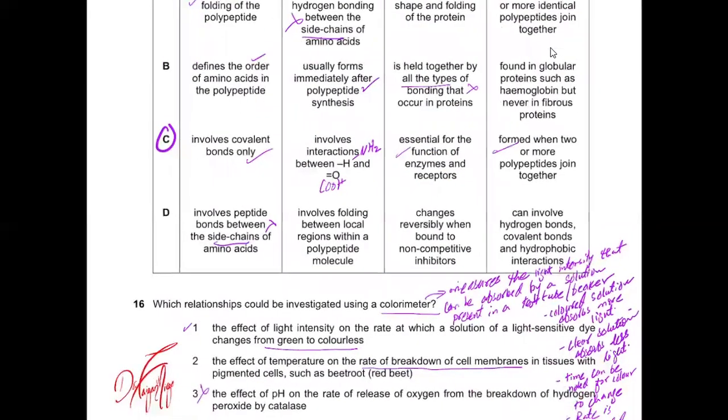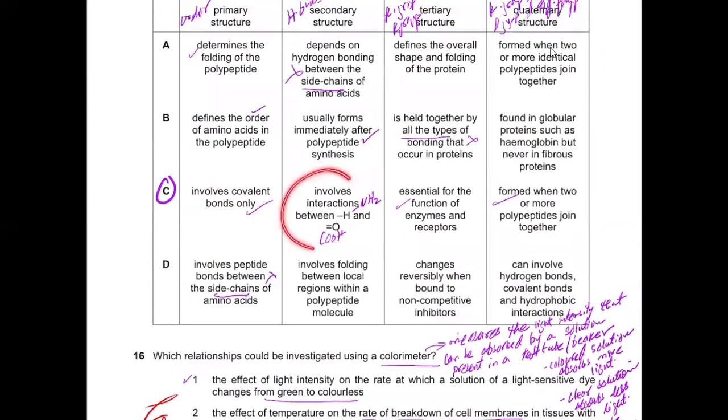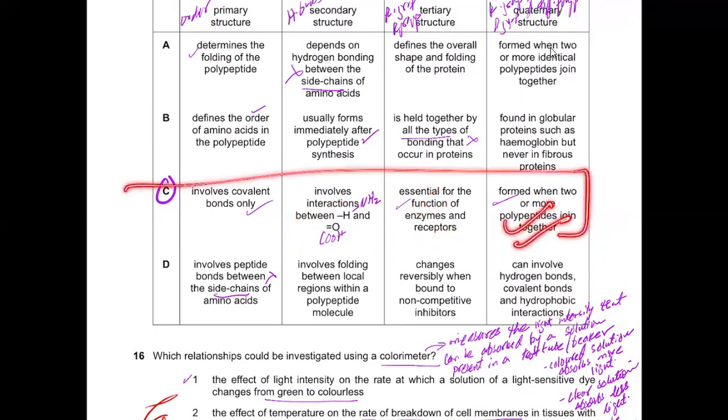Option C involves covalent bonds only. Yes, a peptide bond is a covalent bond, that's a fact, and disulfide is a covalent bond as well. Just recalling that. It involves interaction between the hydrogens and carbons. Yes, the hydrogens present in NH2 and COOH. Yes, that's correct. Essential for function of enzymes and receptors. Yes, the folding is required. Formed when 2 or more polypeptides join together. That's correct as well. So we know option C is correct.